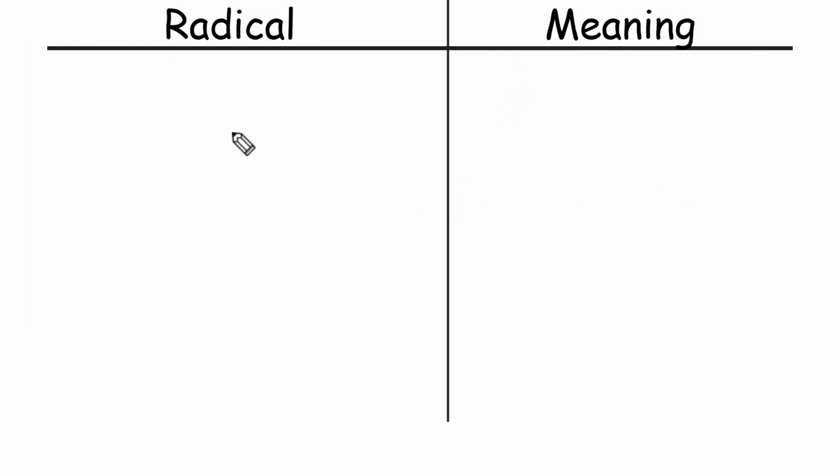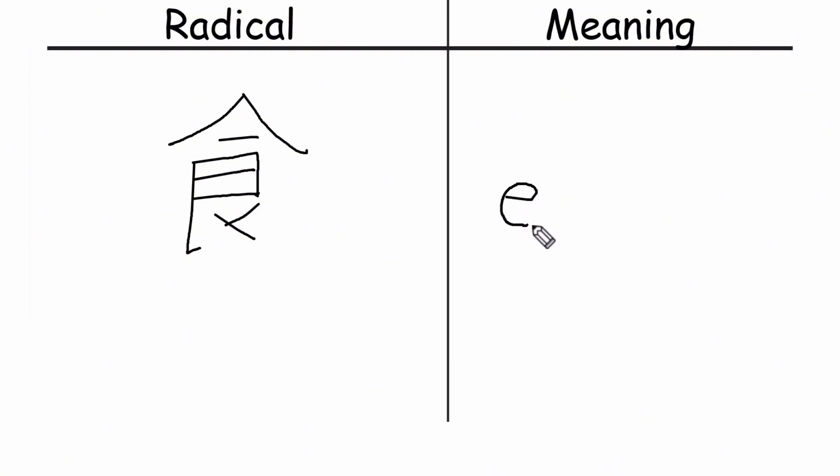Next, let's talk about the eat radical, as in eating food or having a meal or when you're full after eating. This character is written as shi in Chinese, and this radical is found in characters related to food or also eating. And by learning this radical, you'll be able to identify characters connected to food or eating more easily.